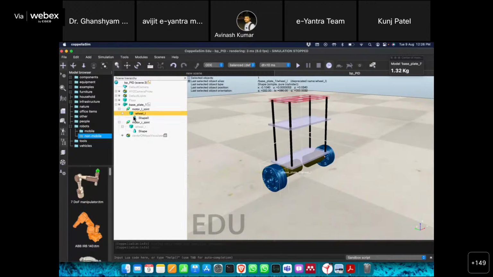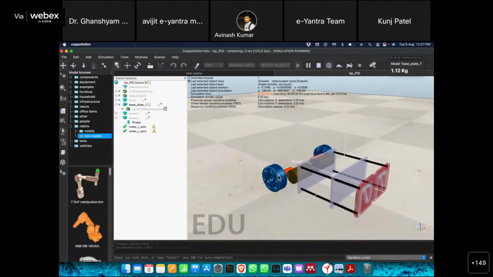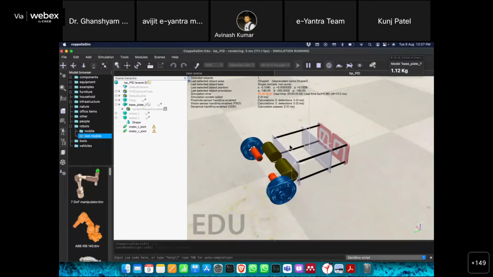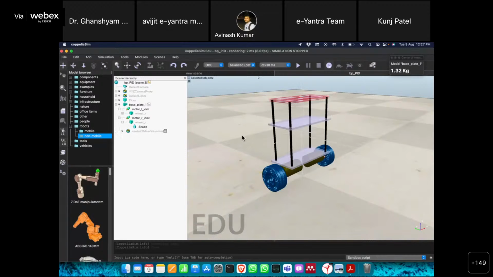Let me show you what will happen if you don't have a parent-child relationship. Let's make them independent. Now we have the base, body, wheels separate, motor separate, everything else. When I play the simulation, everything shatters. Things are not connected to each other. I'll just undo everything. That is why we need to have a proper hierarchy while designing the robot in CoppeliaSim.